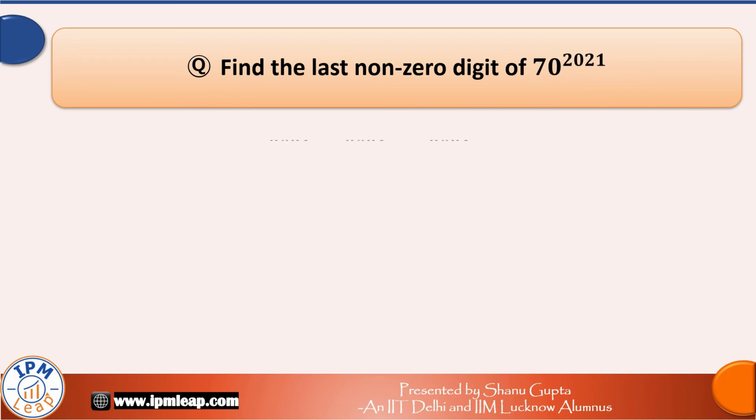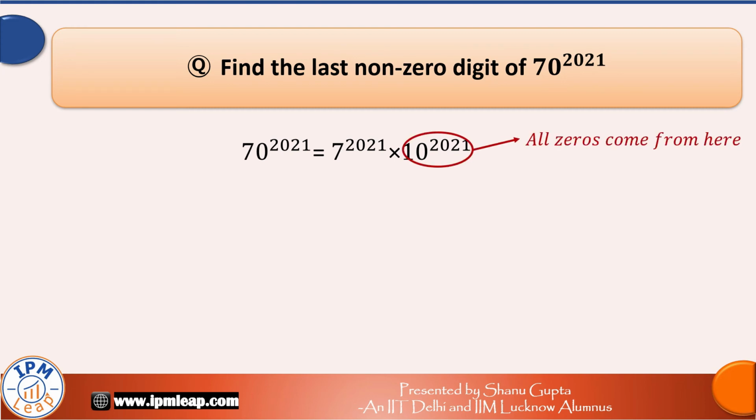Well, 70 is 7 into 10. So 70 raised power 2021 can be written as 7 raised power 2021 into 10 raised power of 2021. All zeros come from 10 raised power of 2021. So 2021 zeros, and more importantly, we have the value of 7 raised power of 2021 written before all these zeros.